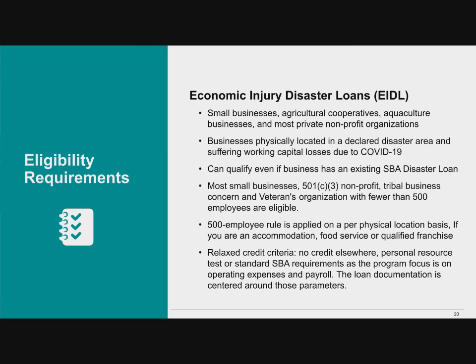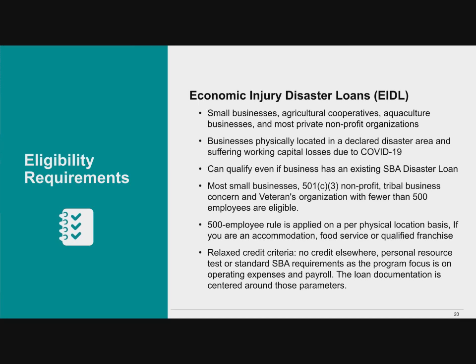And we're allowing up to 500 employees per location when it comes to EIDL. You'll have to do separate applications for each location of your business, but up to 500 employees for each one. It does greatly relax the credit criteria. There's no credit elsewhere test. There's no personal resource. There's no personal guarantee up to $200,000.